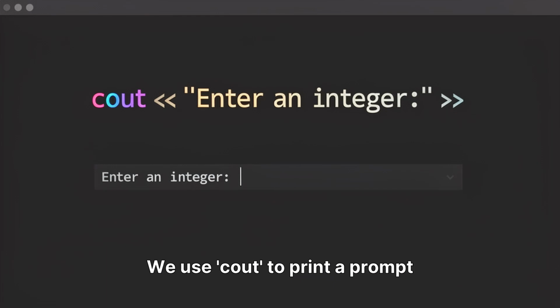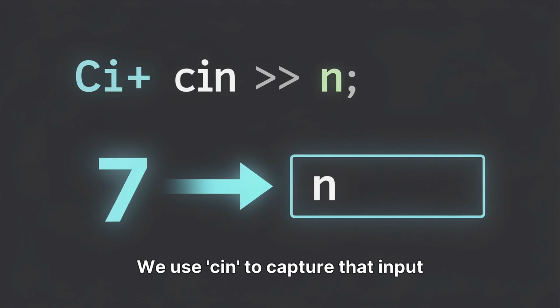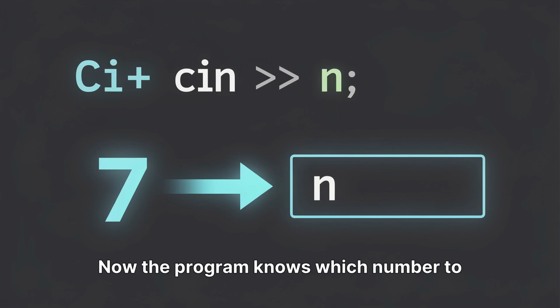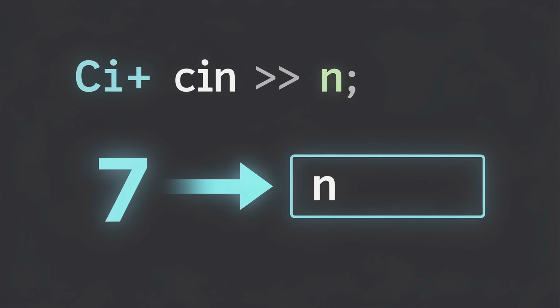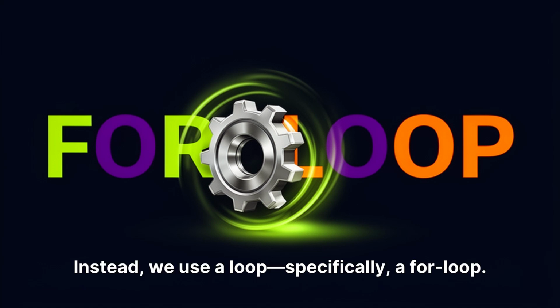We use cout to print a prompt asking them to provide an integer for our table. We use cin to capture that input and store it directly into our variable n. Now the program knows which number to use. To print 10 different lines, we don't want to write the same code 10 times. Instead, we use a loop, specifically a for loop.